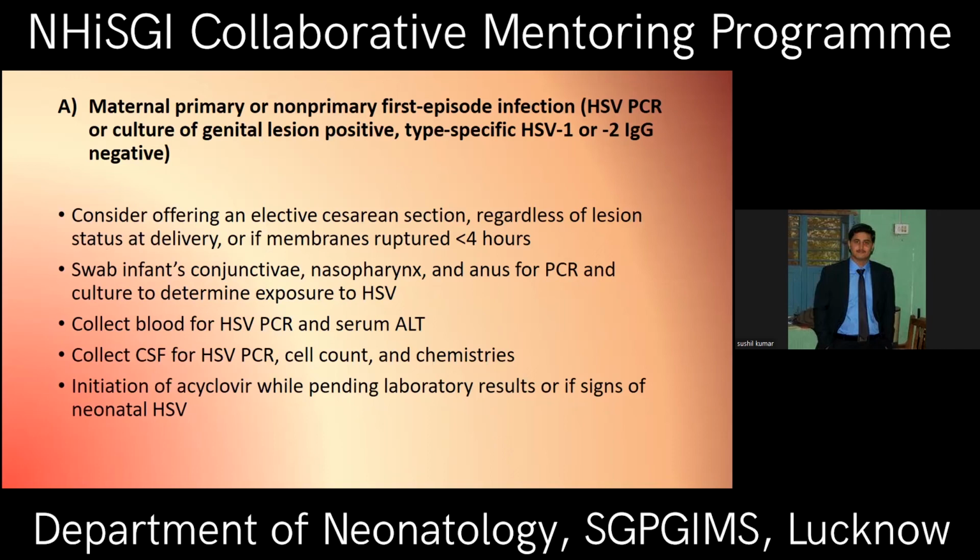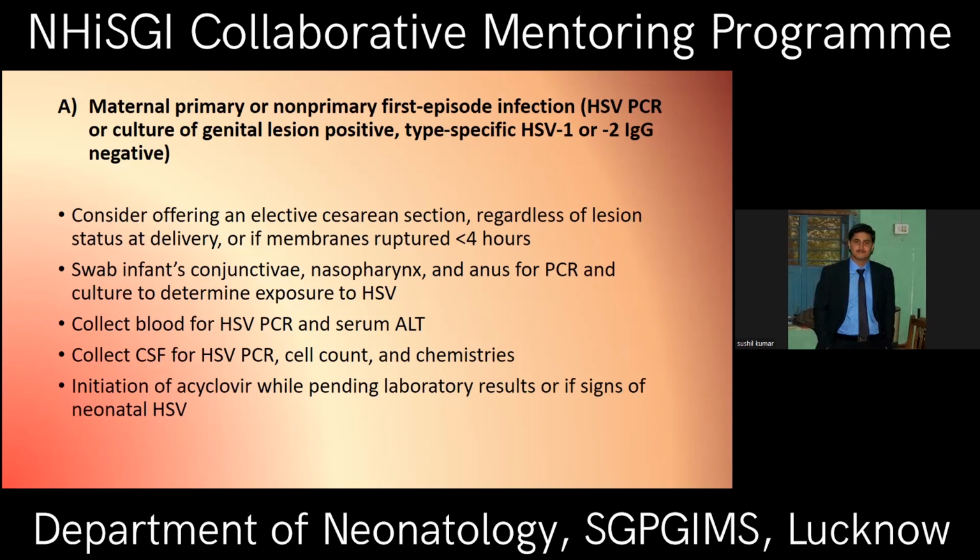As soon as the baby is born, at 24 hours of life, sampling should be done, to avoid maternal contamination. Swab the infant's conjunctiva, nasopharynx and anus for PCR and culture to determine exposure to HSV. We should collect blood for HSV PCR, and serum LFT should be performed. CSF analysis should be done for HSV PCR, and cell count and other chemistries should be performed.